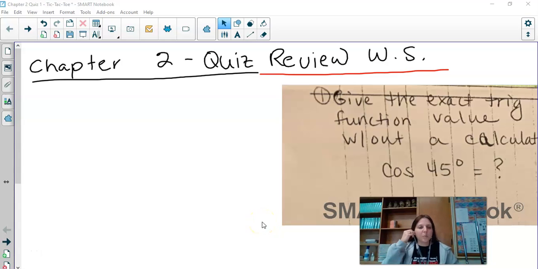Hi everybody, this is a complete walkthrough of the Chapter 2 quiz review worksheet. We're studying for the Chapter 2 quiz 1. Question 1, give the exact trig function value without a calculator of cosine 45 degrees.